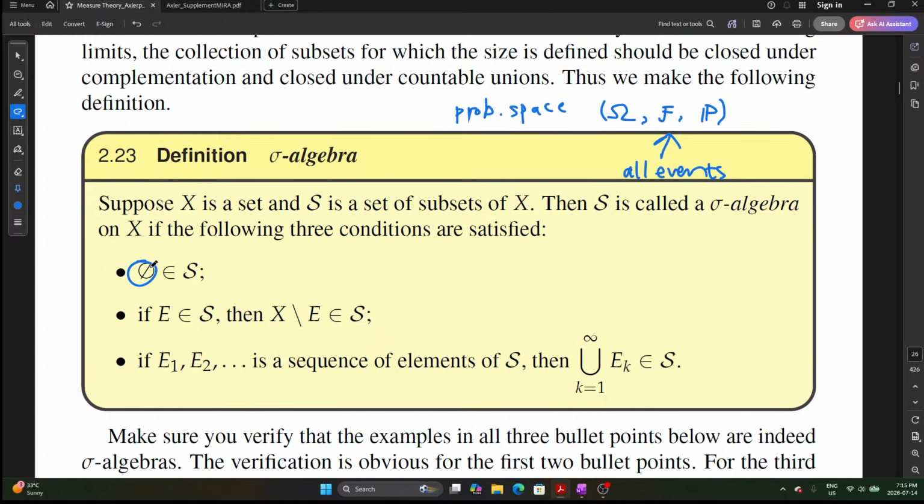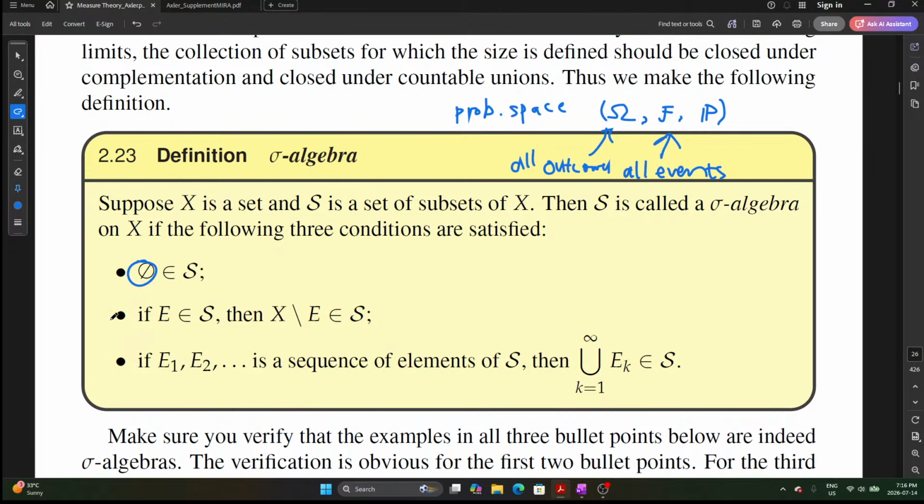So in probabilistic language, we say the impossible event is an event. The empty set stands for the event that is impossible. That's the interpretation of the empty set, because it contains no outcome. Remember, omega is the sample space, and the elements in omega are called outcomes. Omega consists of all outcomes. In probability theory, we say the event that consists of no outcome, basically impossibility, is an event.